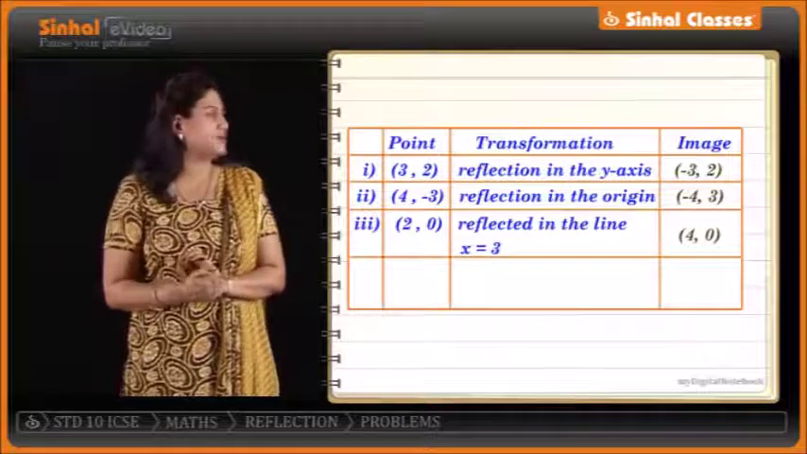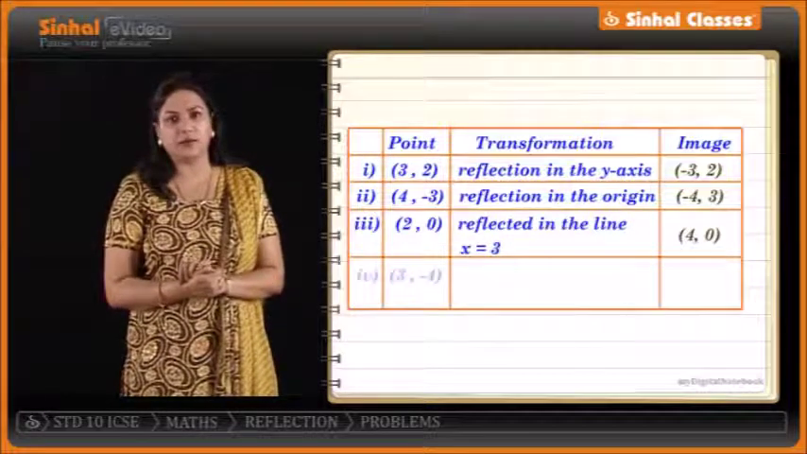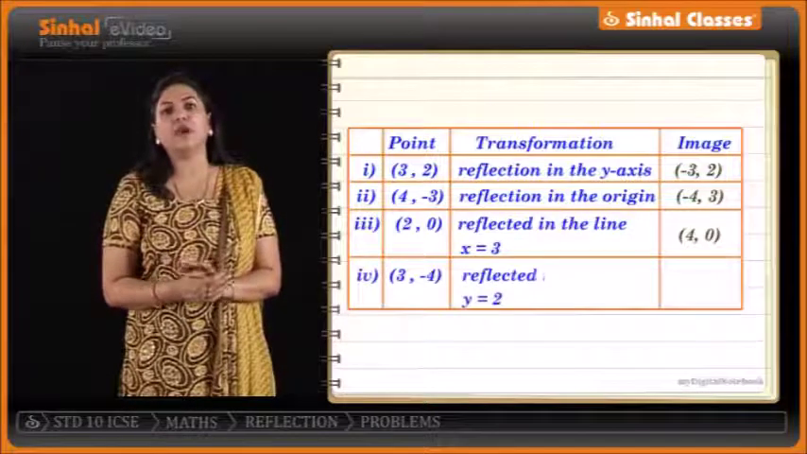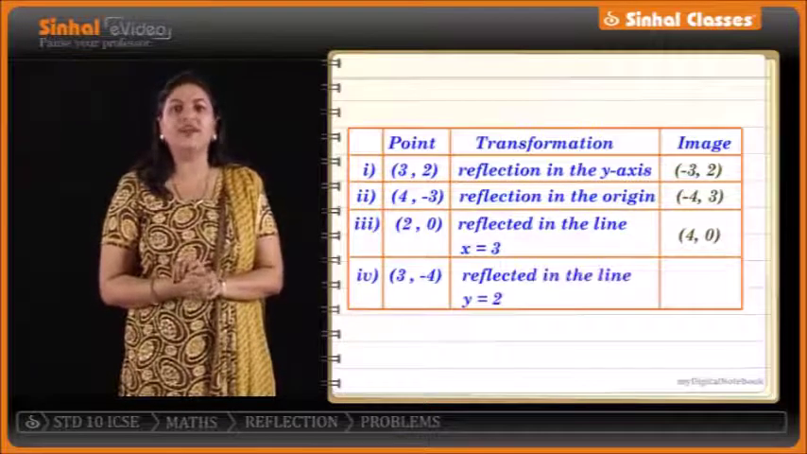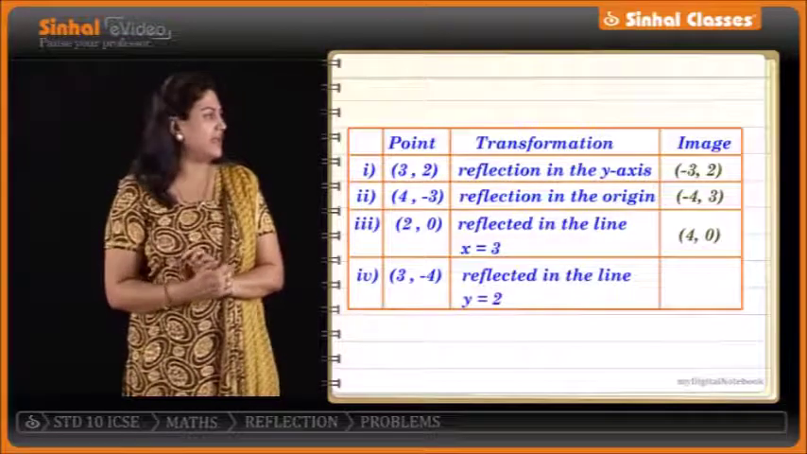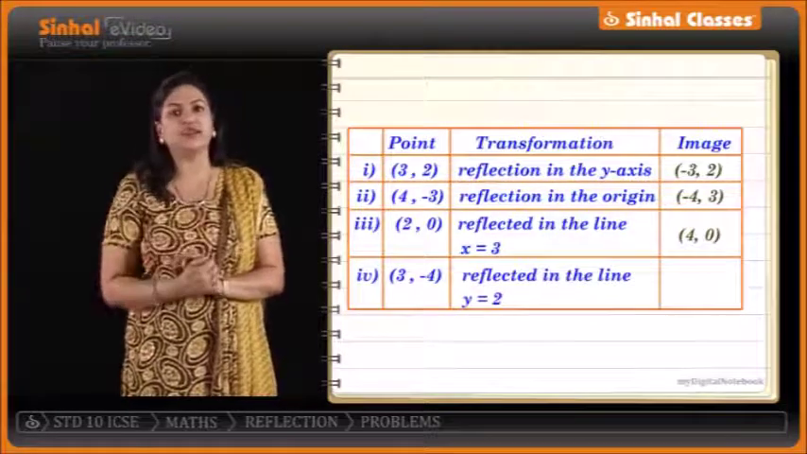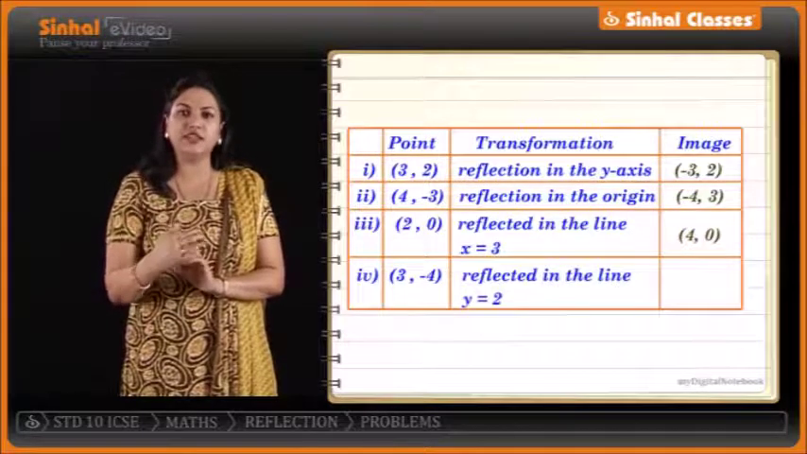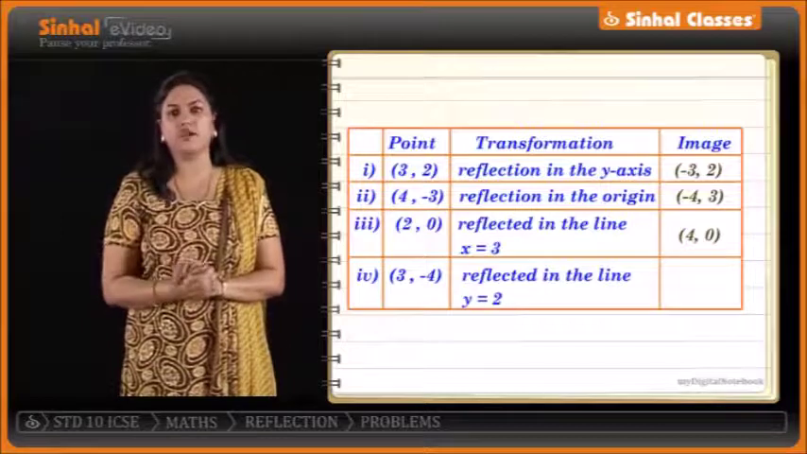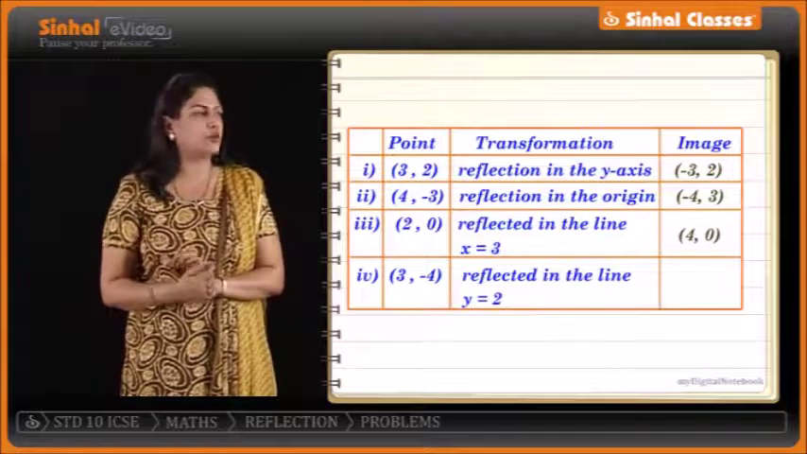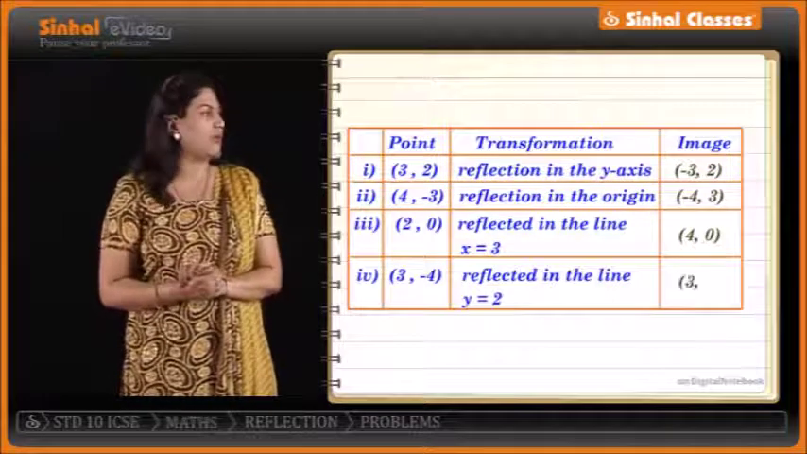Now we have the next point as 3, -4, and this point is reflected in the line y is equal to 2. Now we take the difference of the y-coordinate with this line. We have -4 and here 2. Their difference is 6 units. So we need to take the reflected point at a distance of 6 units from the line y is equal to 2. So we will get the coordinates as 3, 8.